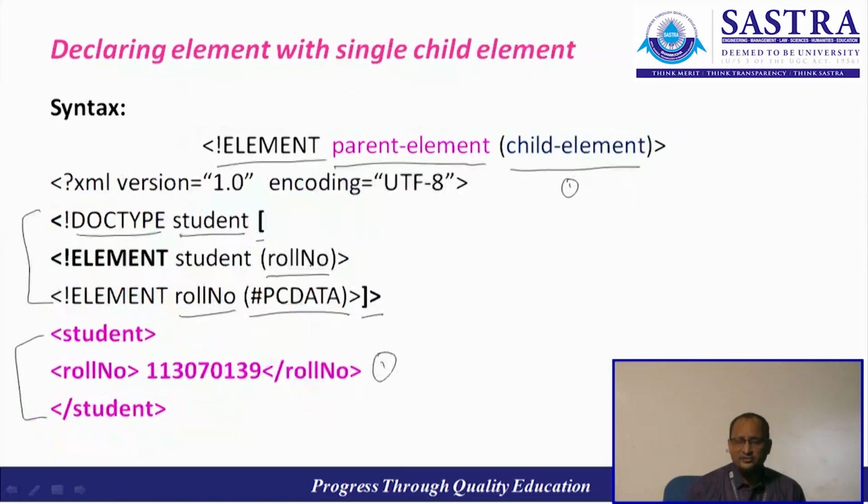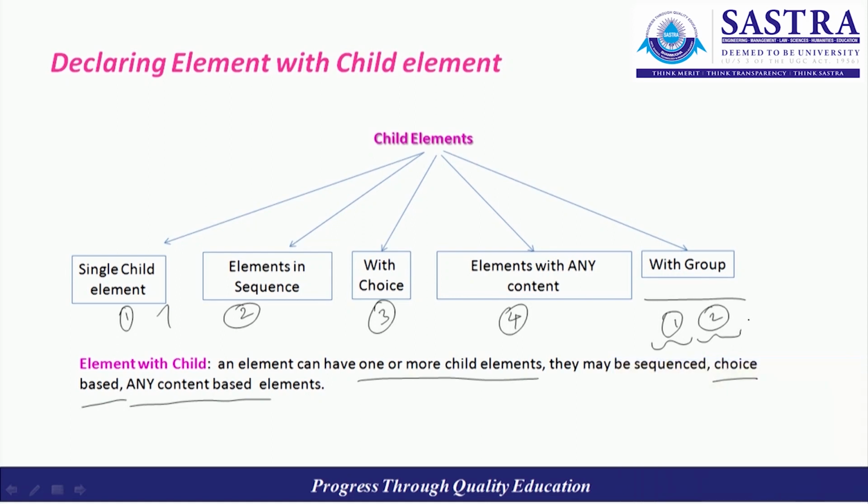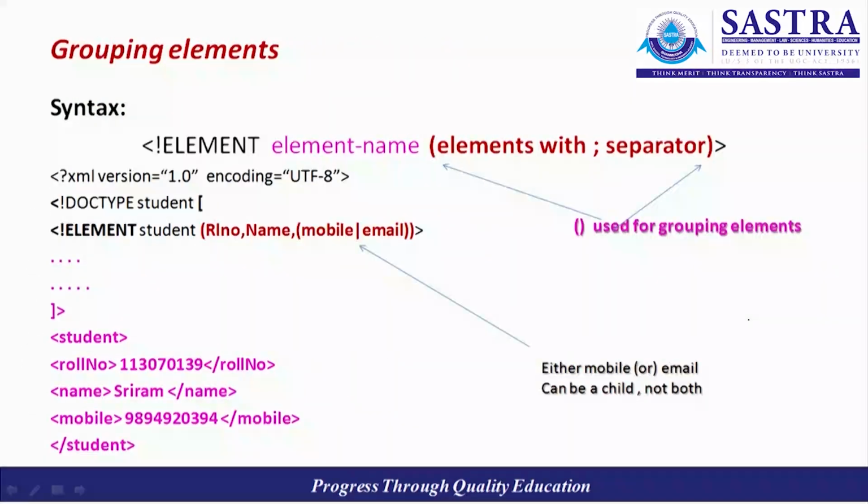Next, we have the element to have a group of elements as child. I can specify either the first group of elements or the second group of elements. I need to differentiate: this is the first group, this is the second group. In the sense, what is the symbol used for grouping elements? That I can show you now.